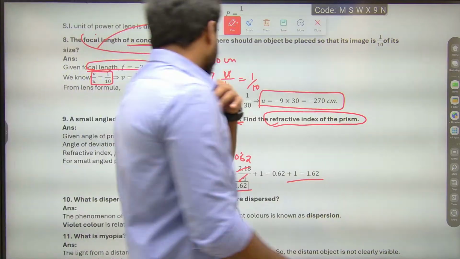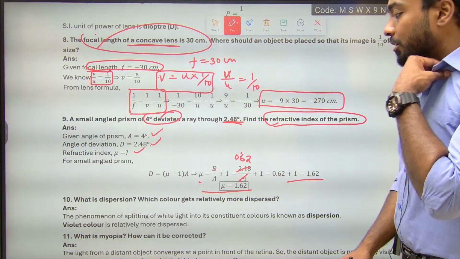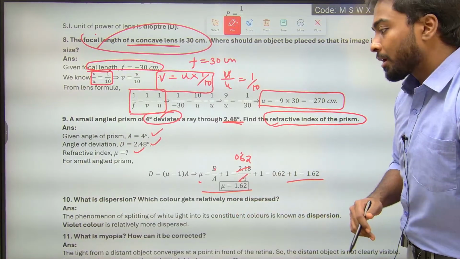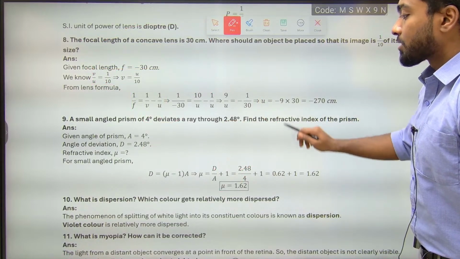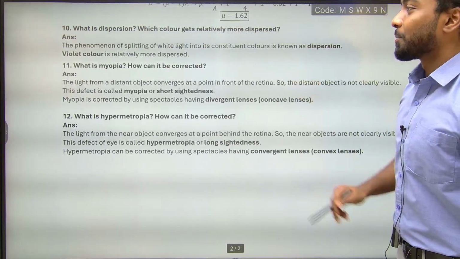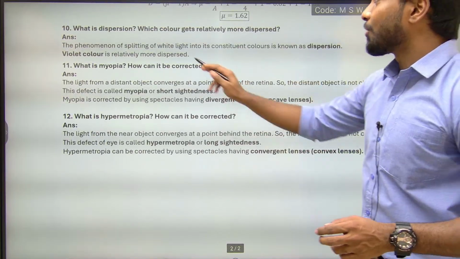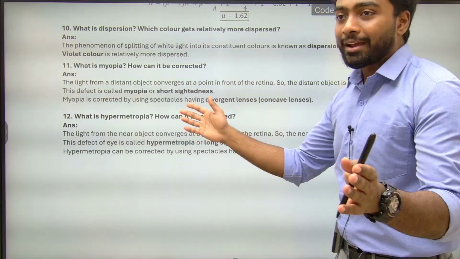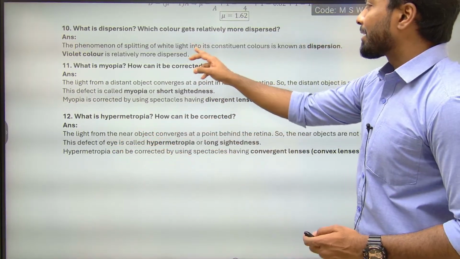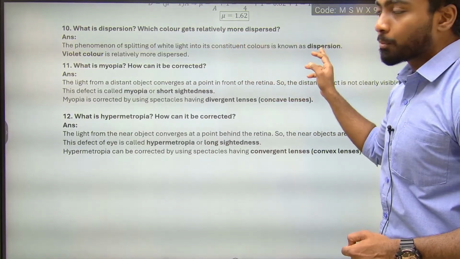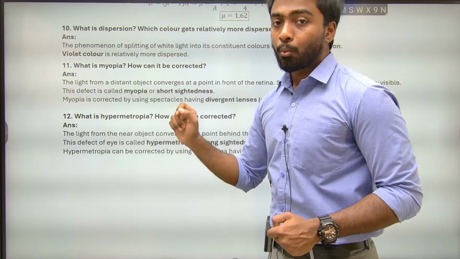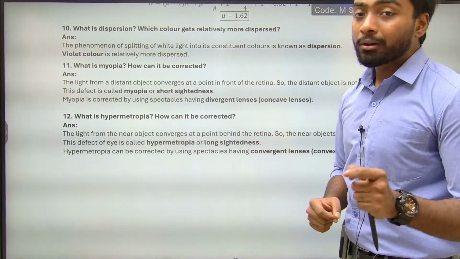So the 10th question is, what is dispersion and which color gets refractively more dispersed? Dispersion is nothing but the phenomenon of splitting of white light. So dispersion of white light into its constituent colors is known as dispersion, and violet color is the most refractively dispersed.